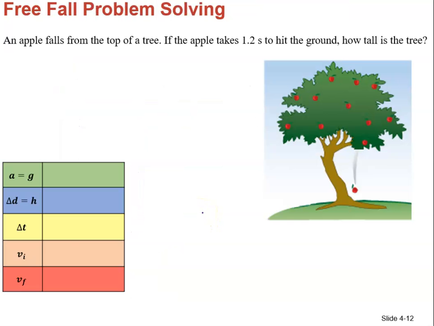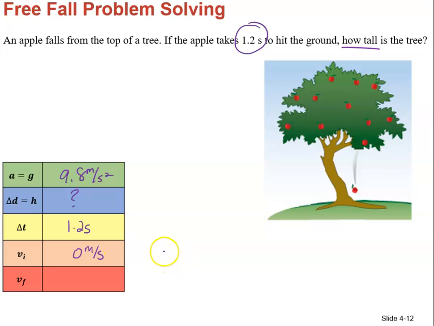So how do we solve problems with free fall? Here's our first example. An apple falls from the top of the tree. If the apple takes 1.2 seconds to hit the ground, we want to know how tall is the tree. Well, our time then is 1.2 seconds. We're looking for our height, or our how tall. But we don't have any other information directly from the question. So in free fall, we do have two assumptions that we can make. First, acceleration is 9.8 no matter what. And the initial velocity is going to be 0. The apple is going to be dropping from rest.